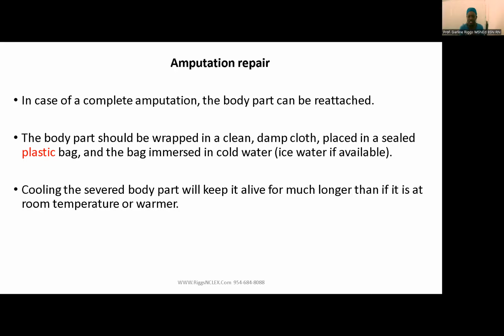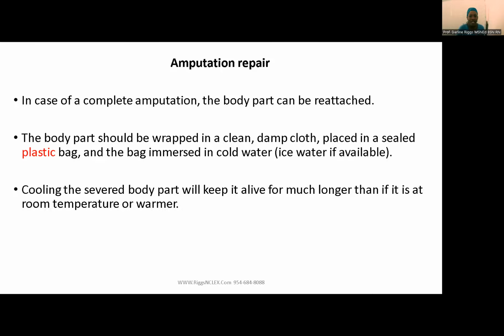The plastic bag question is this one. So sealed plastic bag, immersed, dump it in ice or ice water. We need to keep it cold, okay? When it's cold, you keep it alive, right? And that way we can put it back together, okay? So silly little question that you don't want to miss.